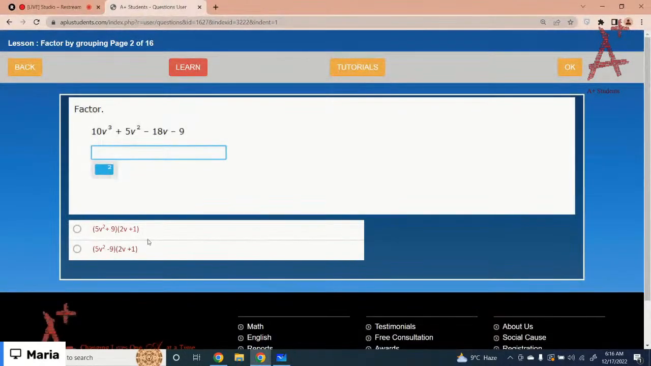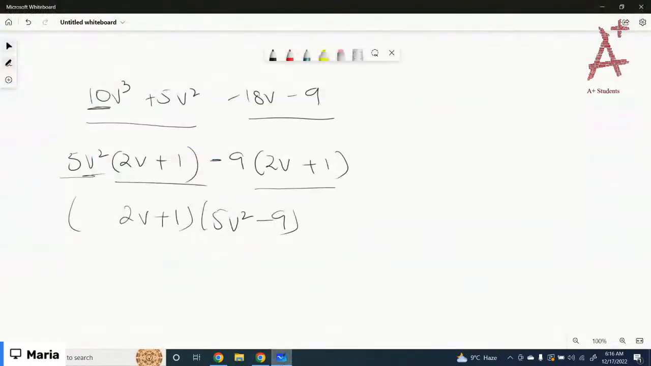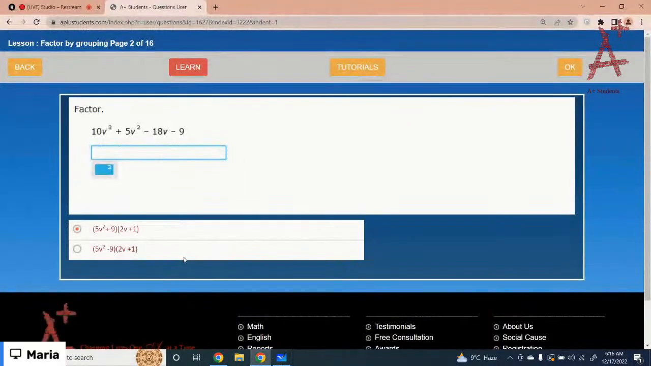It would be the second one, no, the first one, 5v square plus 9, and the second one, 5v square minus 9 and 2v plus 1. Got it?